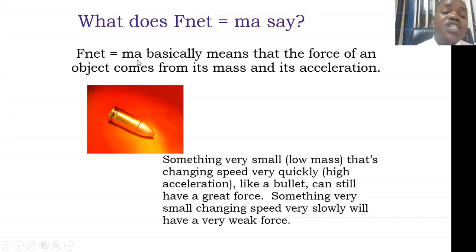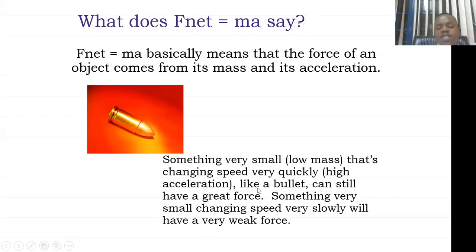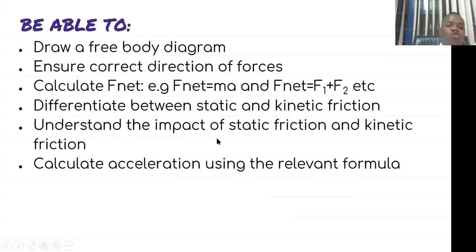And when the acceleration becomes high, then the net force is also going to be high. And hence we say something very small that is changing speed, or rather velocity, very quickly, will have an acceleration that is high. And a good example of that is a bullet. And that will definitely give you a very large net force altogether. So it's something that is quite small, but it is having a larger acceleration, and therefore the net force experienced is going to be large.